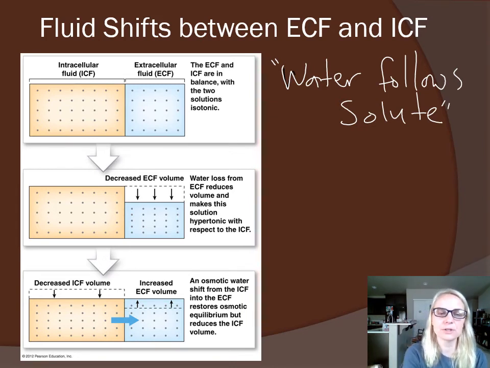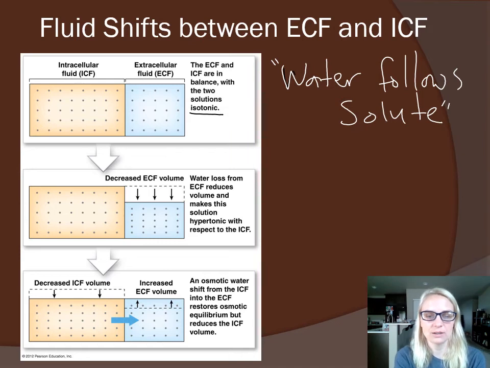So let's say in this first scenario, your ICF and your ECF are balanced. They're isotonic, right? You guys got to remember these terms from general bio. So isotonic. We have the same amount of solute on either side. The blue compartment is acting as the ECF. So this could be blood plasma. So let's say you are losing volume in your ECF, but you're holding on to electrolytes. So you're not losing any solute, but you're losing water.